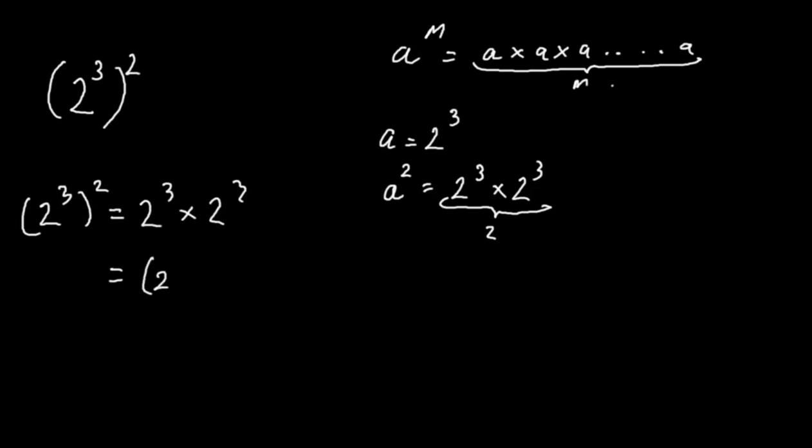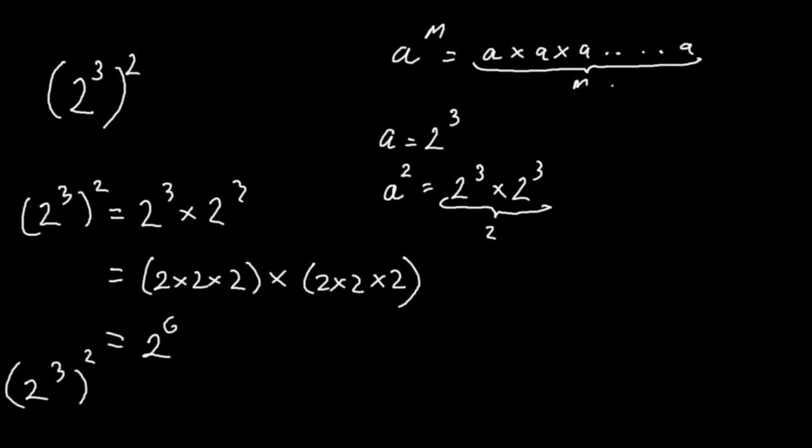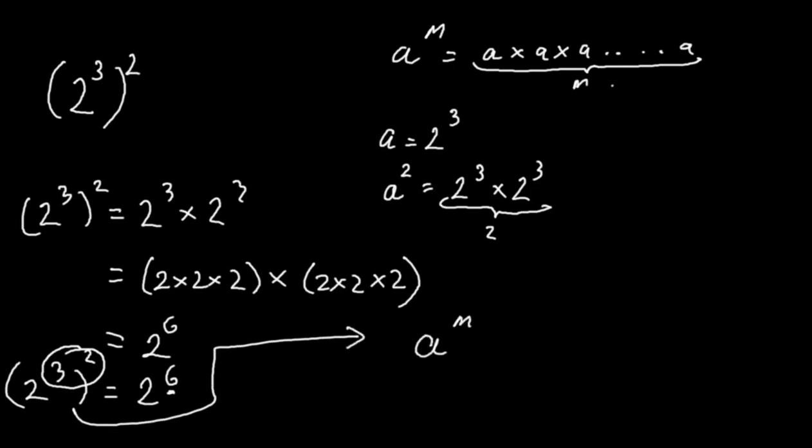And if we were to write that in another form, we have 2 times 2 times 2 times 2 times 2 times 2. And if we count how many 2's we have, we have 1, 2, 3, 4, 5, 6. We have 6 2's. And so 2 to the power of 3 all raised to the power of 2 equals 2 to the power of 6. And notice that 6 is the product of both of our powers here, which leads us to the following result, that a to the power of m all to the power of n equals a to the power of mn.